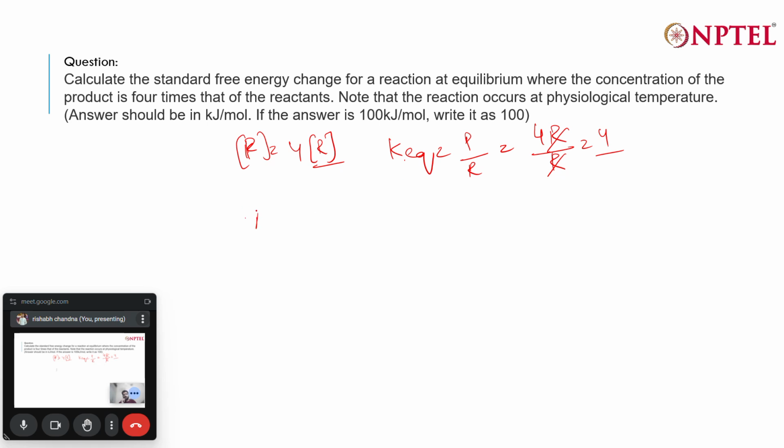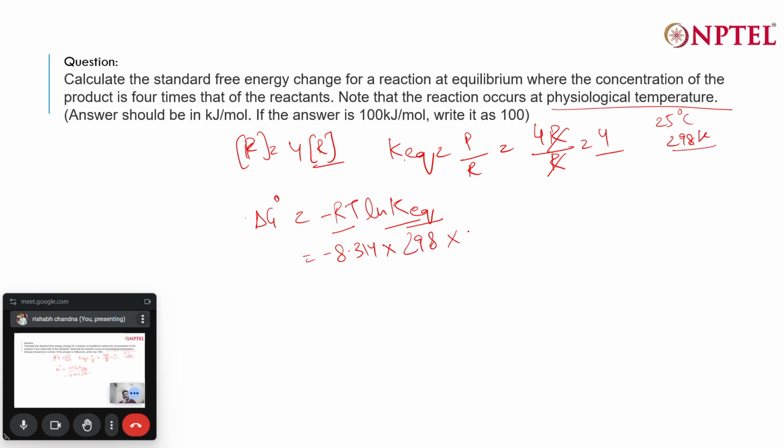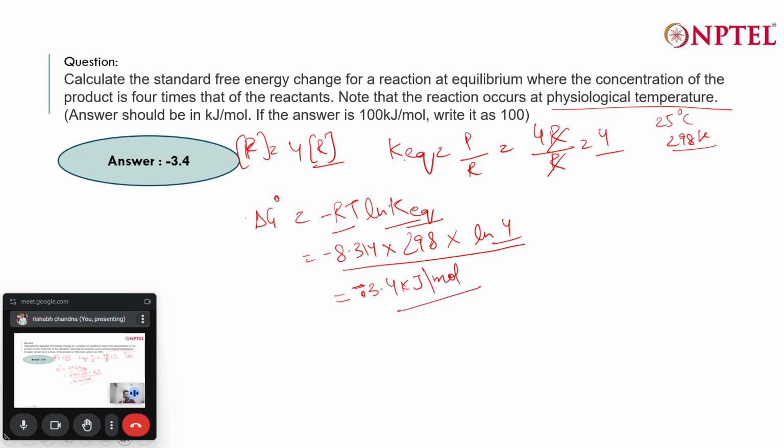Okay, so if we have to calculate the delta G naught, that is minus RT ln K equilibrium. R in this case would be 8.314, T at physiological temperature, that is 25 degrees Celsius or 298 Kelvin, and natural logarithm of 4. After solving this question, this would come around minus 3.4 kilojoule per mole. So the correct answer is minus 3.4 kilojoule per mole.